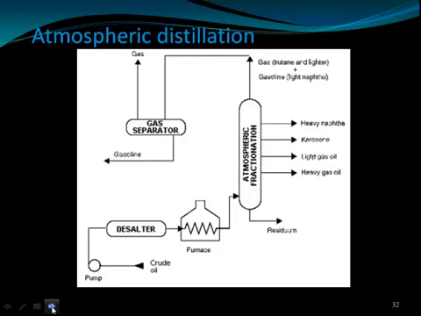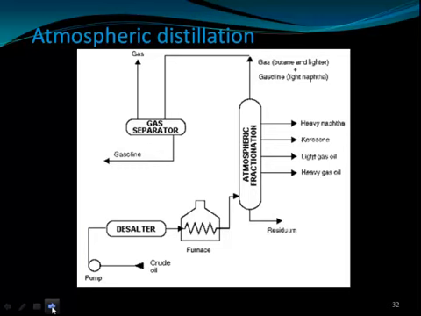This is the diagram for the atmospheric distillation, where the crude oil is pumped to a desalter where the salt and other impurities are removed. Then in the furnace it is heated and sent for atmospheric fractionation. From the bottom, we take out the heavy crude oil or residuum, and we can get heavy gas oil, light gas oil, kerosene and heavy naphtha depending upon their boiling points.